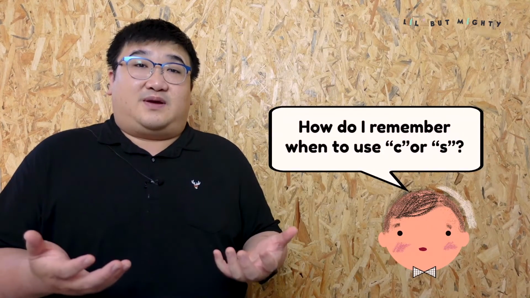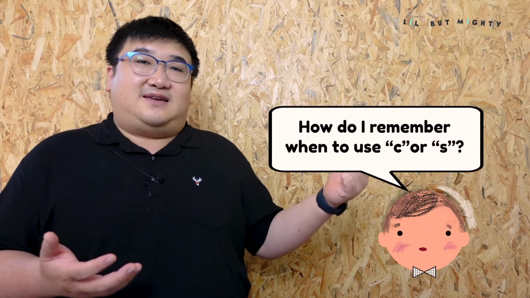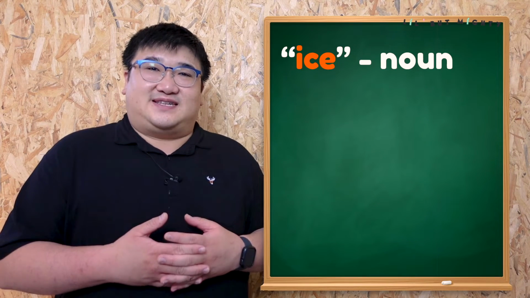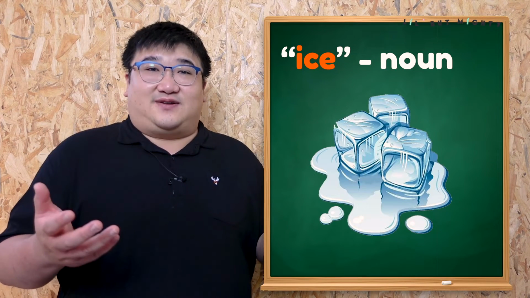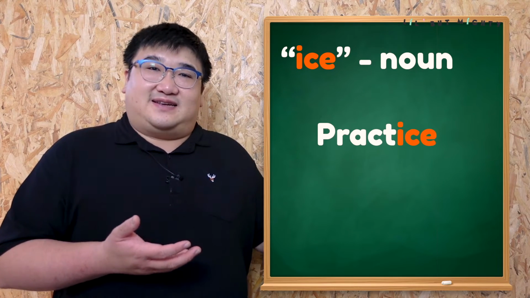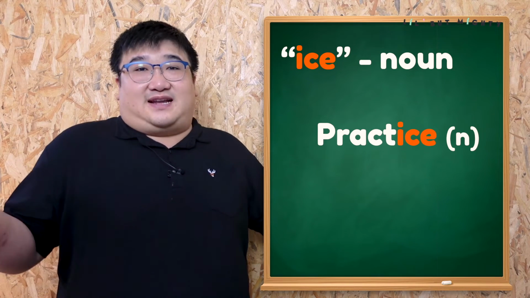So how do you remember whether to use the one with the C or the one with the S? One easy mnemonic device you can use is that the word ice is a noun, and it appears in the spelling of practice with a C. Therefore, practice with a C is a noun.